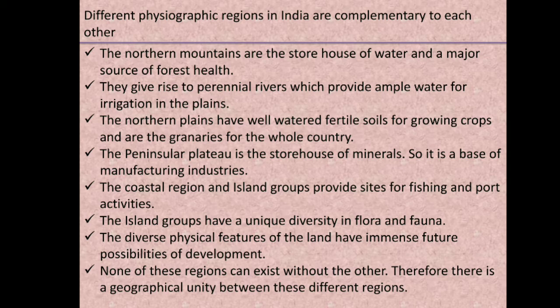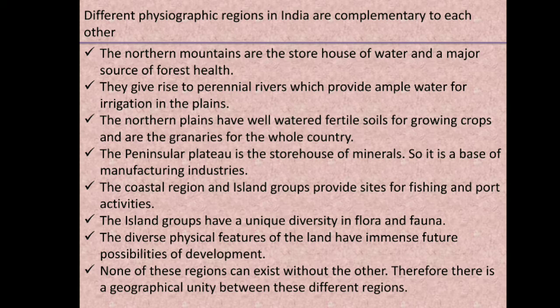None of these regions can exist without the other. Therefore, there is a geographical unity between these different regions. So it is very clear that the physiographic regions in India are complementary to each other. Northern mountains are the storehouse of water and a major source of forest wealth.